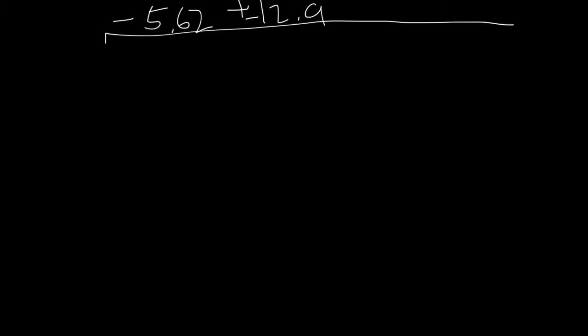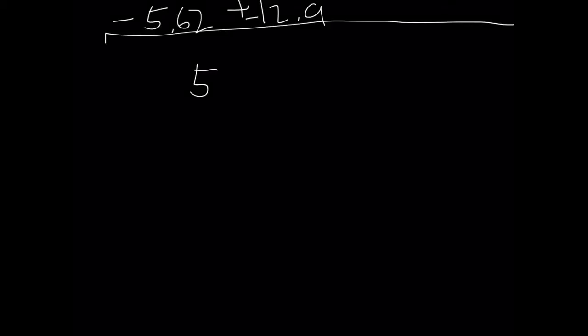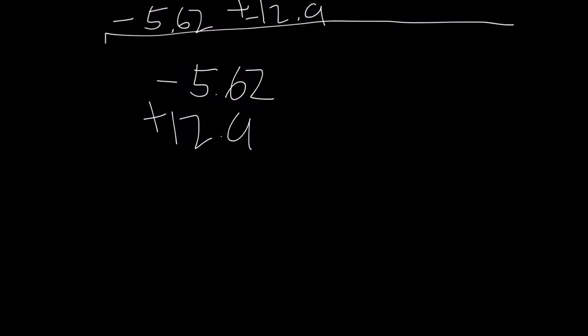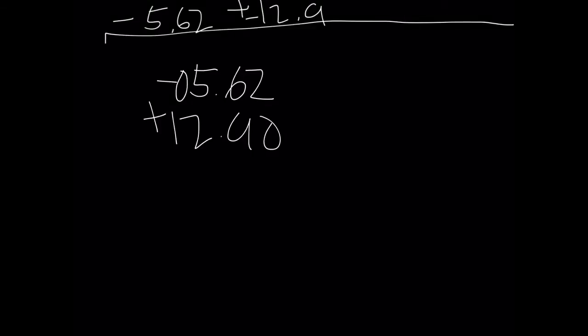You are going to line up the decimals. 5.62 plus 12, and you need to line up the decimals. 0.9, and I'm going to use zeros as a placeholder. 0, 0. Then I'm going to subtract.